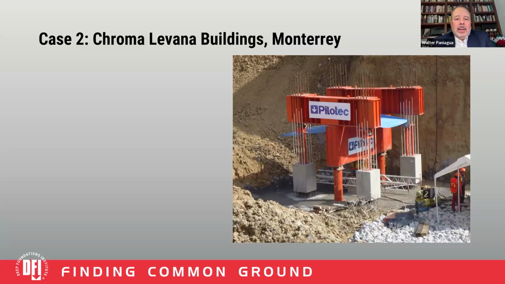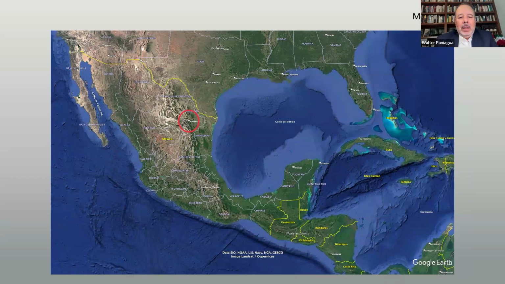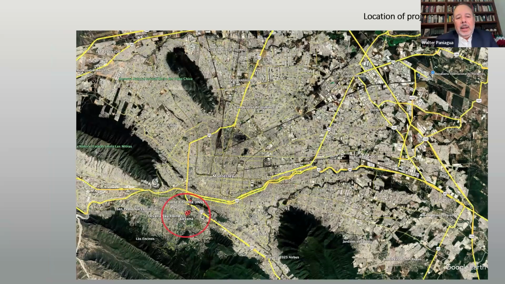Now, second case, we are now at the north of our country. The sedimentary rocks that we found here are almost shales and limestones. And I want to talk about these buildings, the Croma Levana buildings. Monterrey is close to the border to the US. And inside Monterrey, here is the Valley of Monterrey, and this site is outside of that valley. It's in the San Pedro Valley.